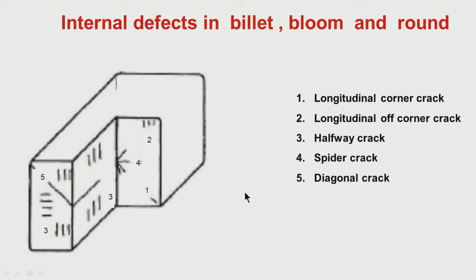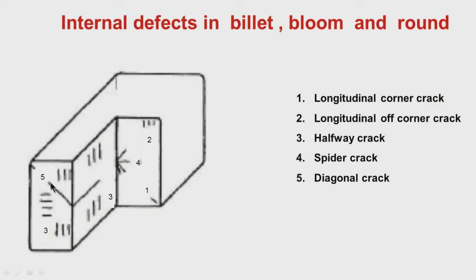Now, look at 4, we call it a spider crack. Spider crack can be at the surface as well as internal, but it is small in dimension and oriented in different directions. There is no particular orientation, that is why it is called a spider, like a spider. It is an internal crack, but we call it a spider crack because of the different orientations it has. Then we may have a diagonal crack, look at 5.